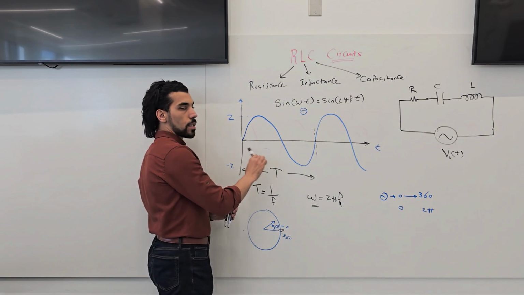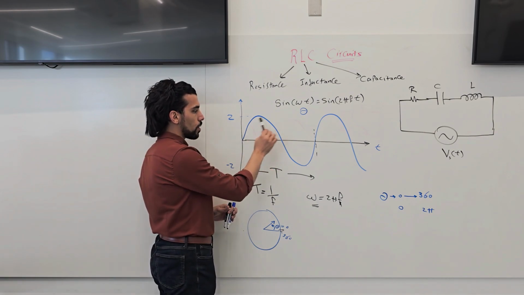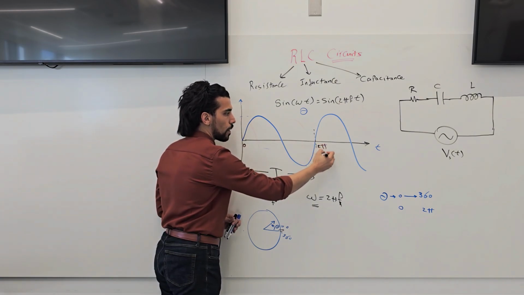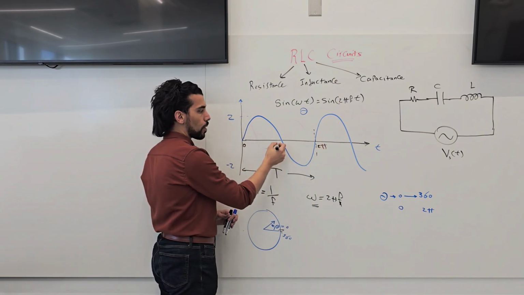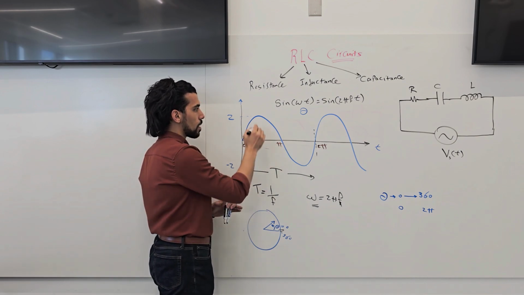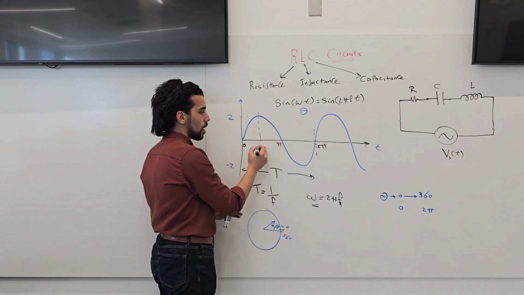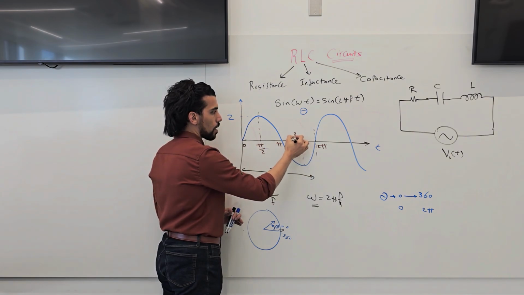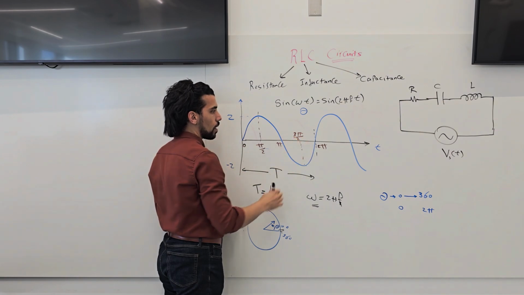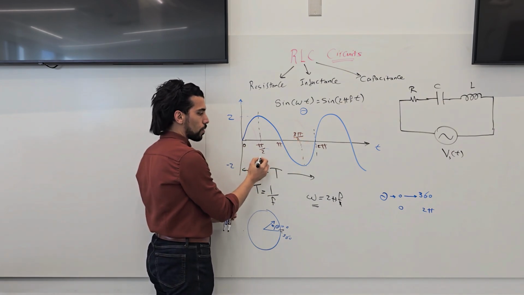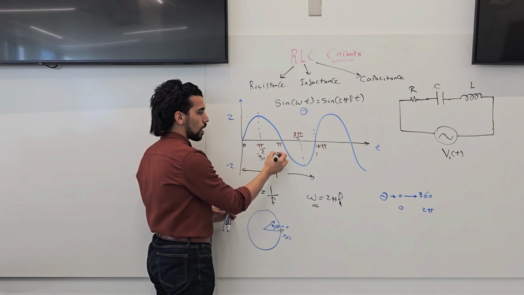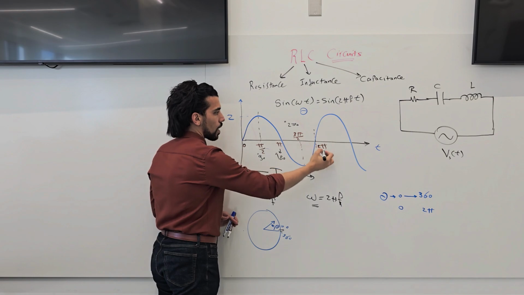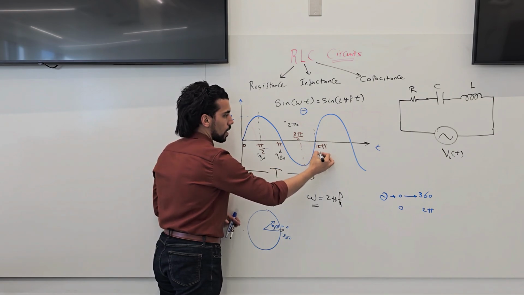So we can see the sine wave goes from 0 to 2 pi. This is 0, and we can consider this as 1 cycle, which is 2 pi. This middle point is pi, this peak is pi over 2, and this peak is 3 pi over 2. Pi over 2 represents 90 degrees, this one represents 180 degrees, this one 270, and this one 360 degrees.